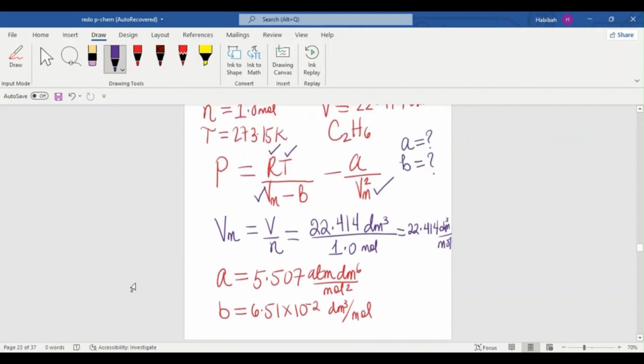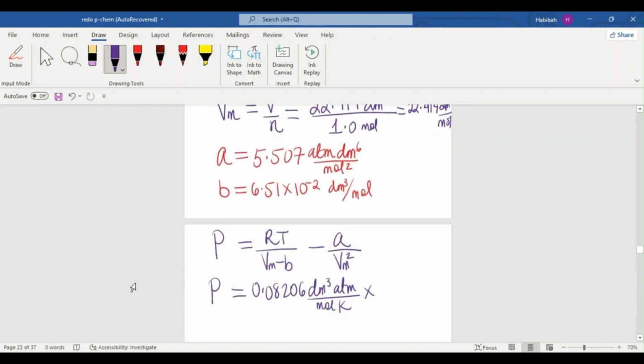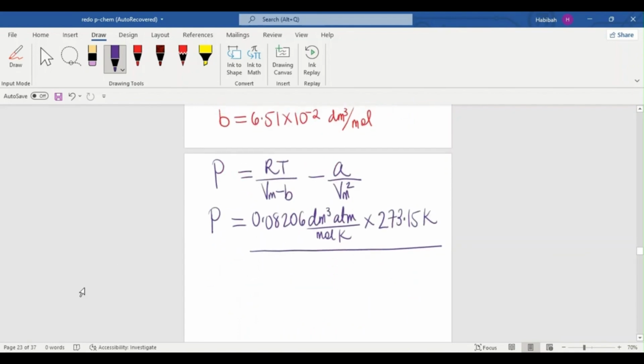So what is the temperature? We have the temperature to be 273.15 Kelvin. So that will be 273.15 Kelvin, divided by the molar volume, which is 22.414 dm cubed per mole, minus B, which is just 6.51 times 10 to the power of negative 2 dm cubed per mole.